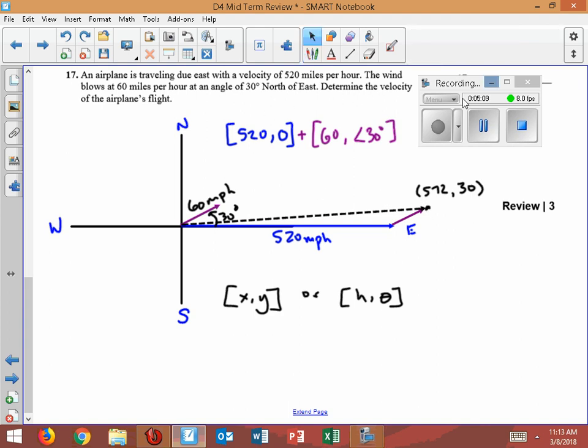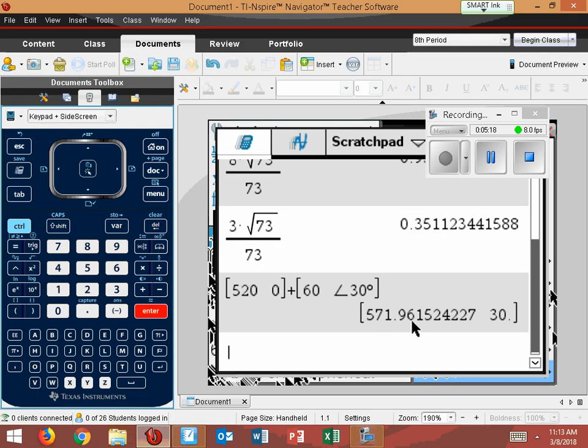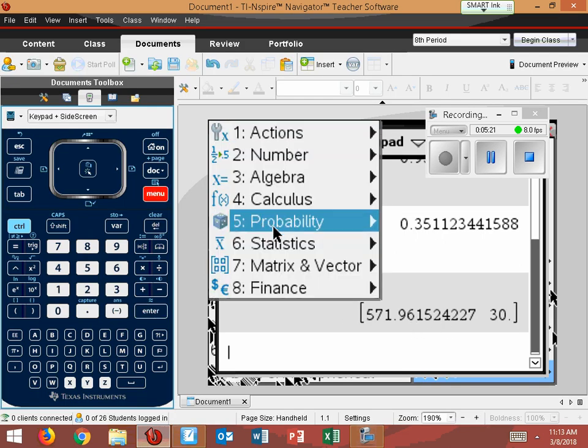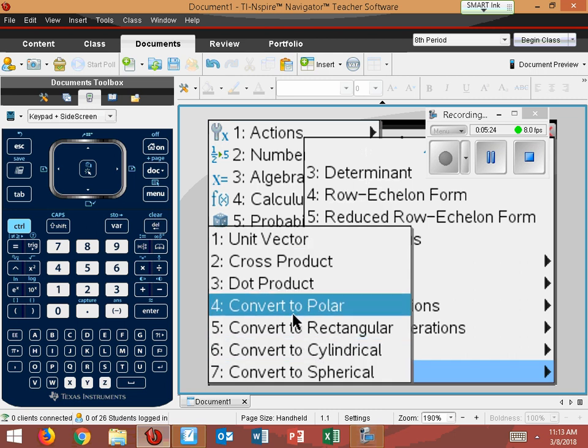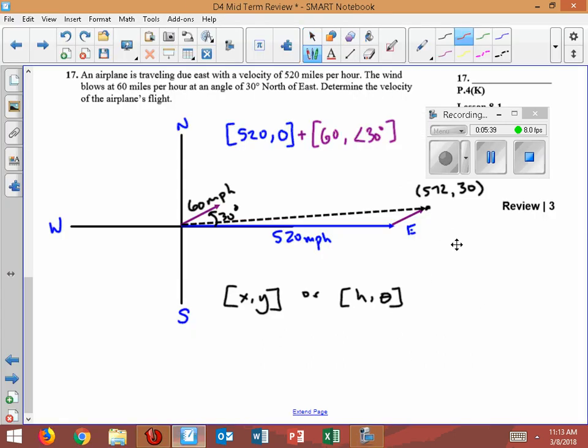Does this problem want to know the location of the airplane? No, it wants to know velocity. That would be a magnitude. So how do we convert it to an h? Menu, vector, or you could just do the Pythagorean theorem, but this will be quicker. Just type it in that way. It does it for us. This means this plane is actually moving about 573 miles per hour at an angle of 3 degrees. So the plane's speed is 573 miles per hour. So question, did the wind help the plane or hurt the plane as far as the speed is concerned? It helped it.